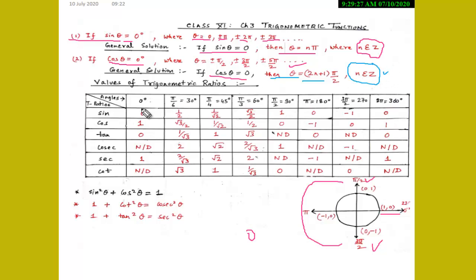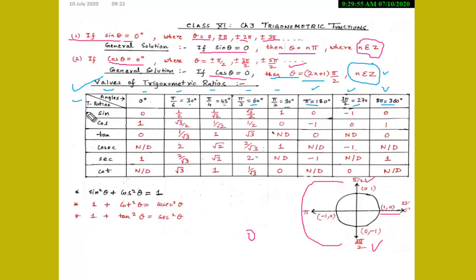And now we will study values of trigonometric ratios. So here, as you can see, I have drawn a table in which in angles we have 0 degree, pi by 6, which in degree is 30 degree, and then pi by 4, which is 45 degree, and then pi by 3, which is equal to 60 degree, and then pi by 2, which is equal to 90 degree, and then pi, which is equal to 180 degree, and 3 pi by 2, which is equal to 270 degree, and 2 pi, which is equal to 360 degree.